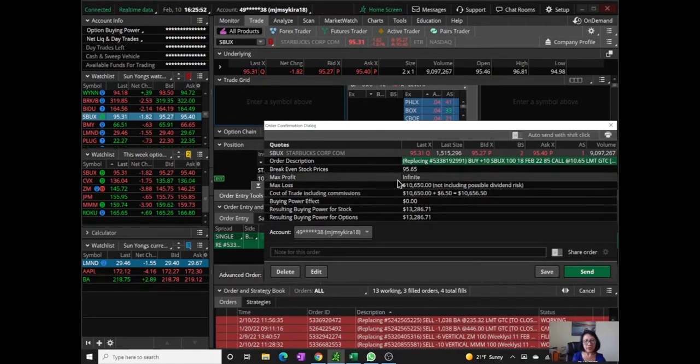Obviously, break even is 95.65. That's really important to me. Make sure it's close to the current market price. Max profit is infinite, meaning there's no certain limit, I can make quite a bit. And max loss is 10,650. So now, if I was to do one contract, it would be much cheaper, like 1,065. But since I'm doing 10 contracts, it's 10,650.